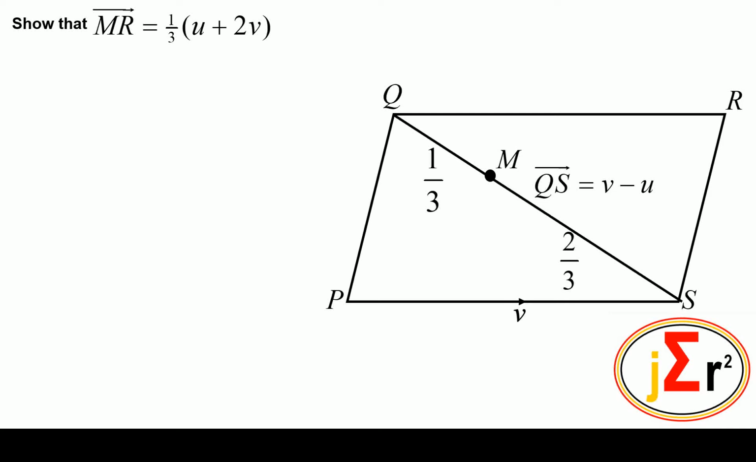Show that MR is equal to 1/3 all of U plus 2V. What we have here is another take on the previous audiovisual in which we were required to show that MR is that expression. We also promised that if we took another route, the expression will still be the same. And that is what we are setting out to show in this particular audiovisual.